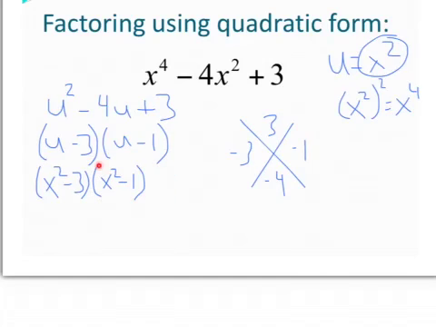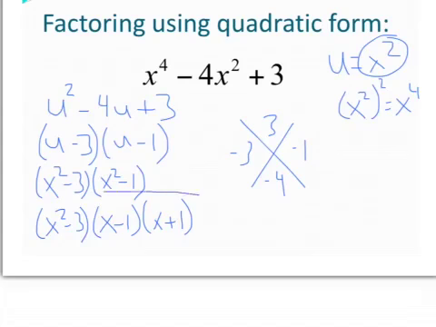Here I have x squared minus 1. I know that that's a difference of squares, and I'm sure that you do too. So we have x squared minus 3, and if I were to factor this one, I would have x minus 1 times x plus 1. Both x squared and 1 are perfect squares, so we have a difference of squares, and we can factor it like this, and now we are done. 3 is not a perfect square, so we cannot factor that anymore.